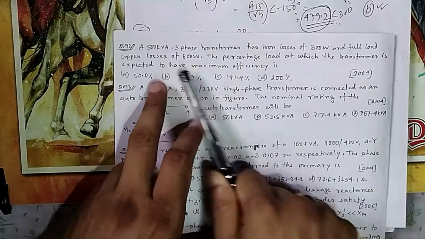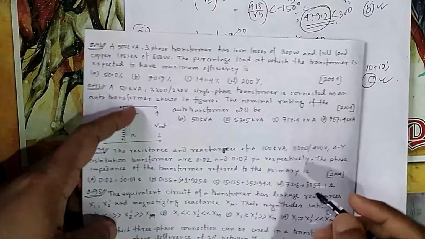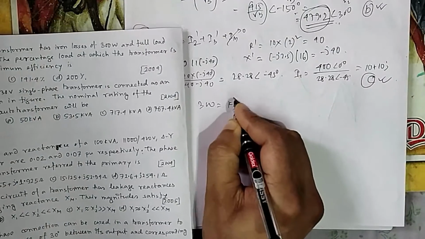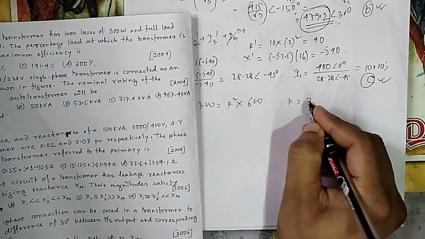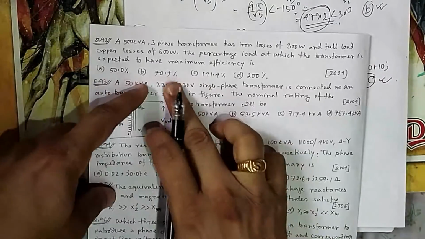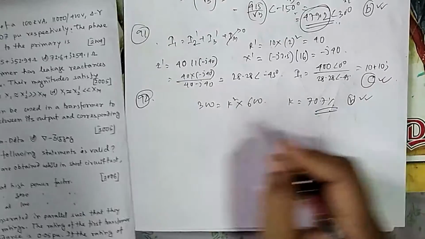The percentage load at which that is at maximum efficiency. So you know at maximum efficiency, constant loss and copper loss are equal. So your iron loss should be equal to K square into that copper loss. So if you solve this one, K is equal to 70.7%. So at this much percentage of loading, both these losses will be equal. They will have maximum efficiency, that is option B.